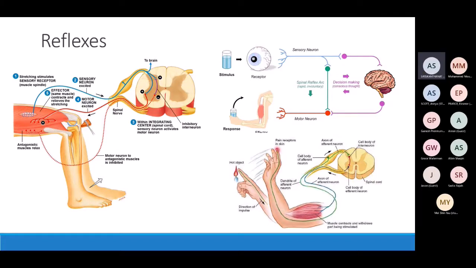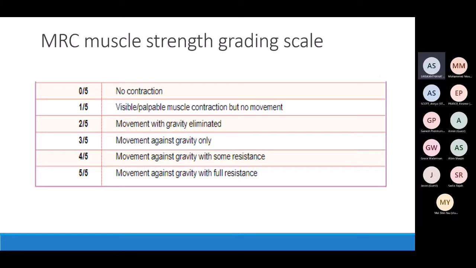The next thing I want to go through is the MRC muscle strength grading. This is really useful when you're doing a neuro exam, to grade the amount of power a person has in their muscles. So 5 out of 5 is your normal movements that you would normally do, so being able to raise your arm and hold it against gravity and prevent someone from pushing it down.